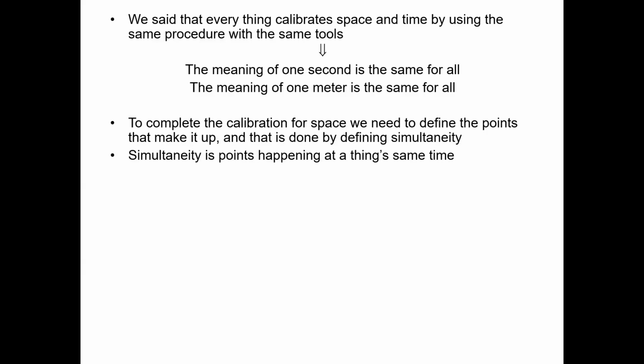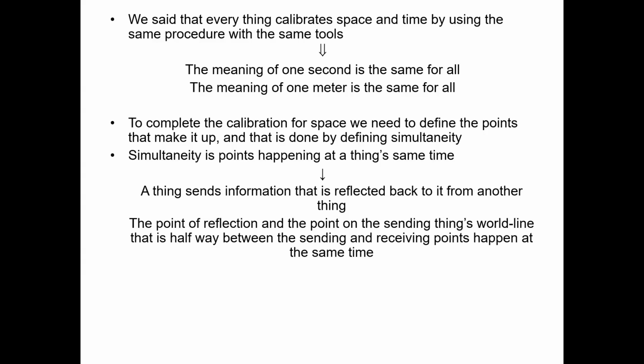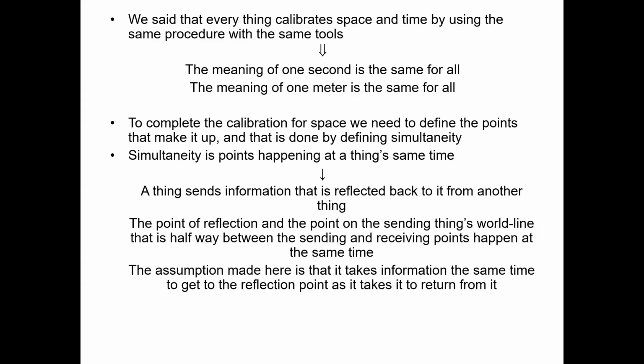Simultaneity is points happening at the same time. To define it, a thing sends information that is reflected back to it from another thing, and the point of reflection and the point on the sending thing's world line that is halfway between the sending and receiving points happen at the same time. This is with the assumption that it takes information the same time to get to the reflection point as it takes it to return from it. Now for each thing, these procedures define a coordinate system.